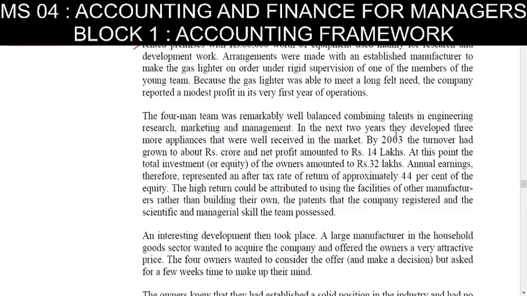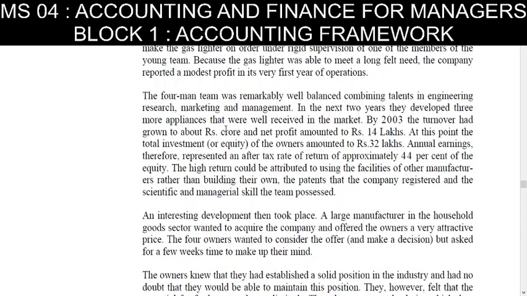In the next 2 years, they developed three more appliances that were well received in the market. By 2003, the turnover had grown to about 1 crore and net profit amounted to rupees 14 lakhs. At this point, the total investment of the owners amounted to rupees 32 lakhs total equity. Annual earnings therefore represented an after-tax rate of return of approximately 44% of the equity.